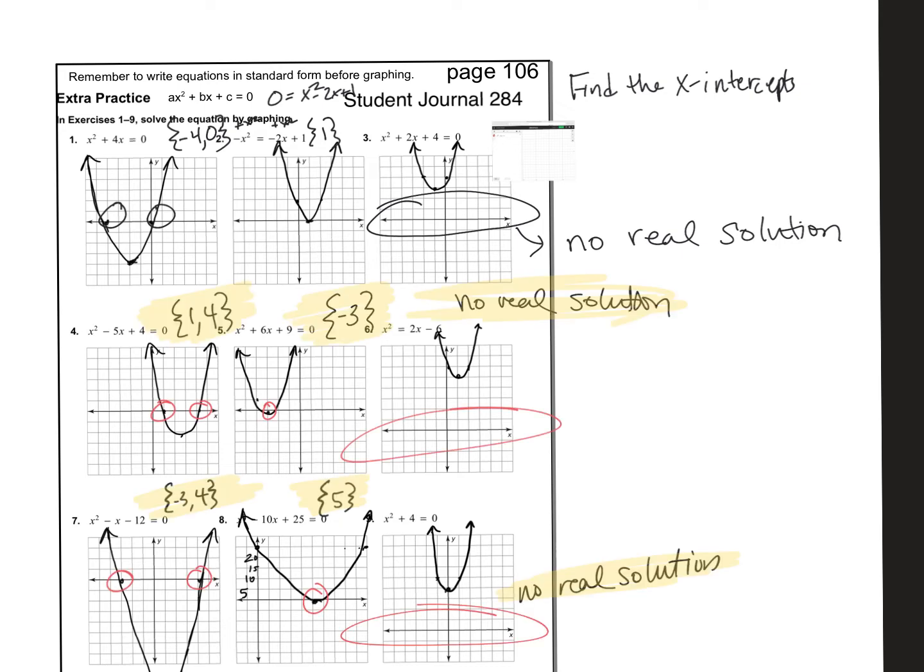Okay, I have the solutions here. For number 4, I got +1, +4, -3, no real solution because it does not cross the x-axis, -3, +4, +5, and no real solution. Let me go on to the next slide.